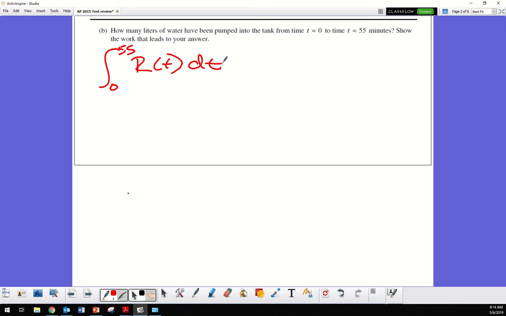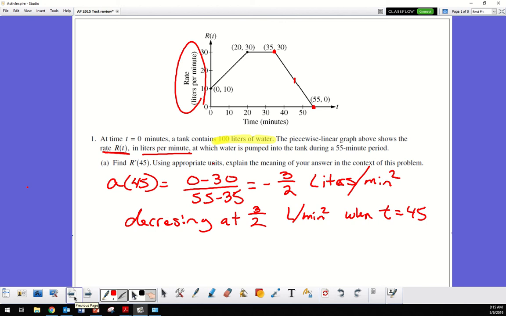Now, since we have that graph, this is going to be pretty easy. Changing questions, I'll do blue. What I'm going to do is find the area of this. Let's call the regions 1, 2, and 3, and find the area of each. I have a trapezoid, a rectangle, and a triangle.